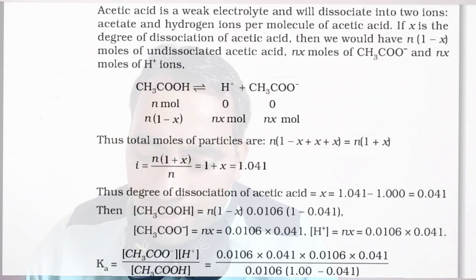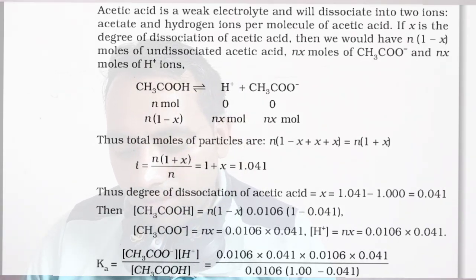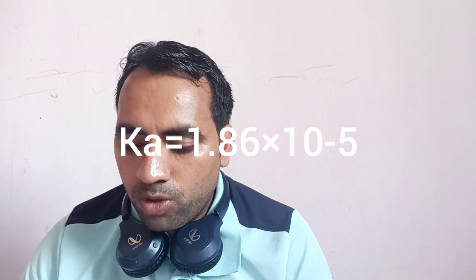Then the concentration of acetic acid equal to N(1 minus X), so we get 0.0106 into (1 minus 0.041). The concentration of acetate ion equal to NX, which can be calculated as 0.0106 into 0.041. The acid dissociation constant Ka equals the concentration of acetate ion into the concentration of H plus ion, upon the concentration of acetic acid. When we put in the values, we get the answer 1.86 into 10 to the power minus 5.